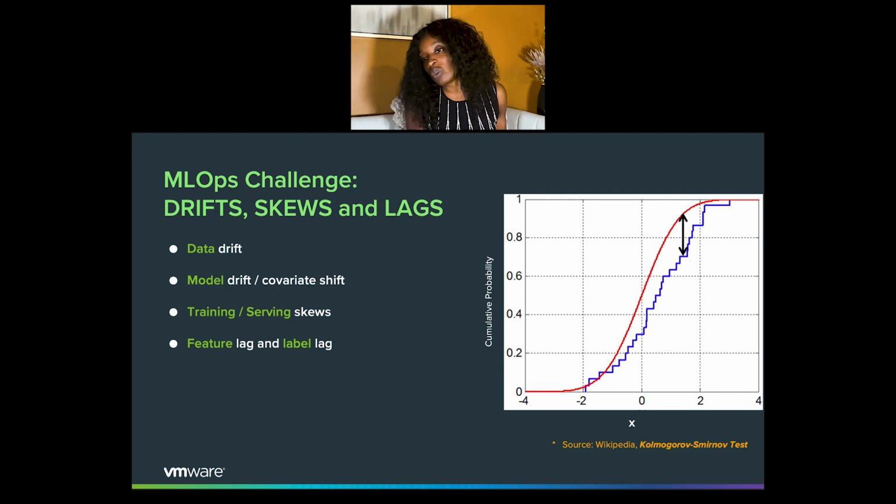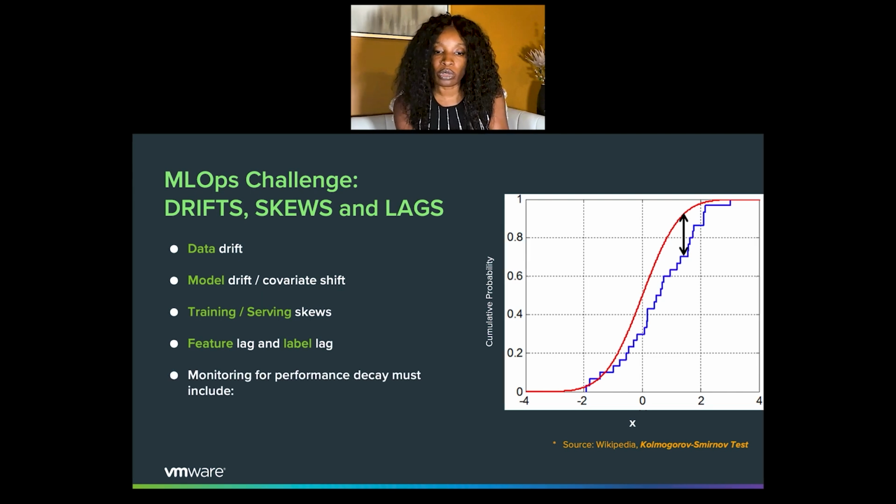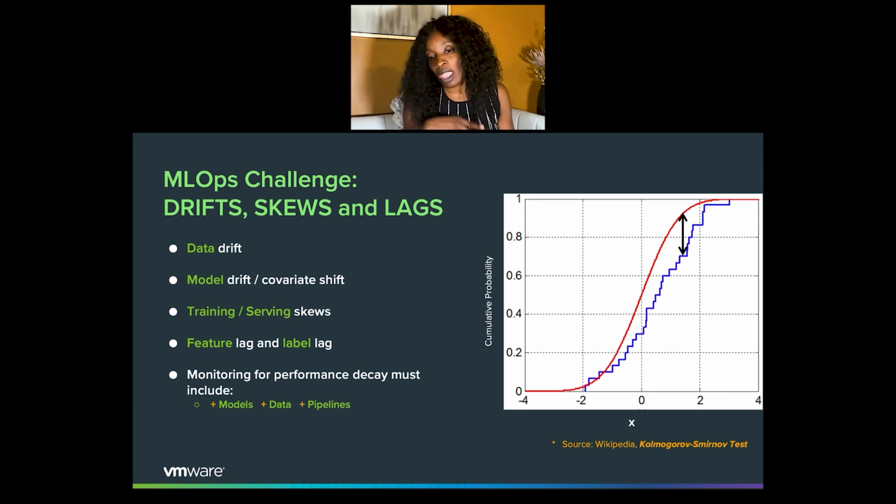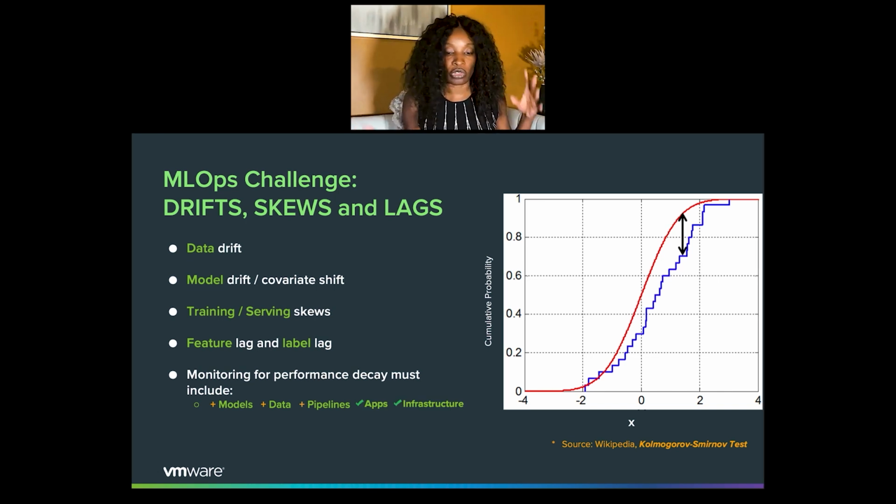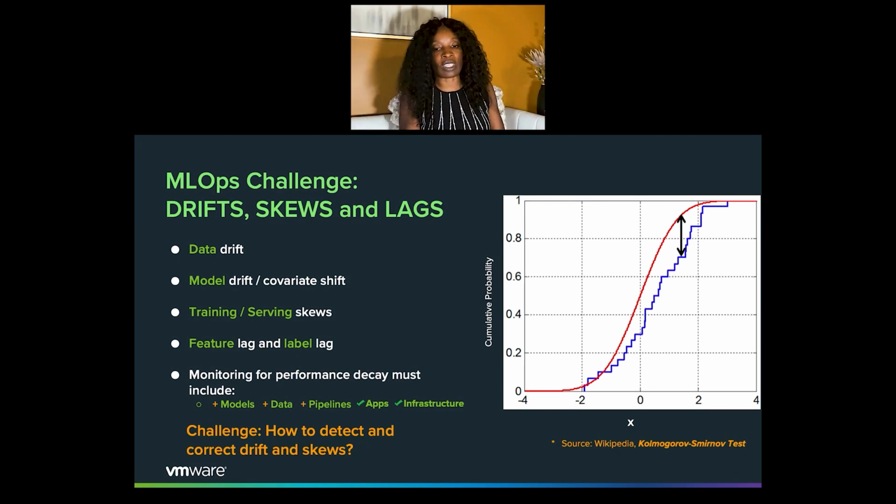And the same thing applies to features or inputs that you're feeding into the model that you're using to train your models and tune your models. That would leave some gaps in the training process. So all of this needs to be mitigated, and this makes it clear that in order for you to monitor effectively, you need to account for monitoring your models, monitoring your data, and monitoring even the pipelines that build these models. And that's more than just the apps and infrastructure that you're normally monitoring in traditional DevOps. So the question here is, how do you account for all of this? How do you appropriately detect and correct for drift and skews and lags?